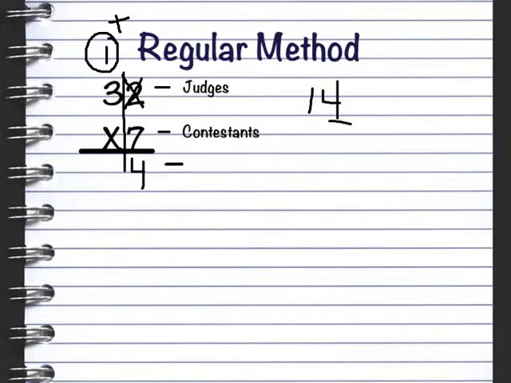I'm going to next go to 7 times 3 because 3 still has to give 7 a score. 7 times 3 is 21. Don't forget I have a 1 circled, so I have to add that to the answer. 21 plus 1 is 22. There are no more judges, so I can write the whole number 22. My answer, if you notice, is 224, and it's only one row of numbers.